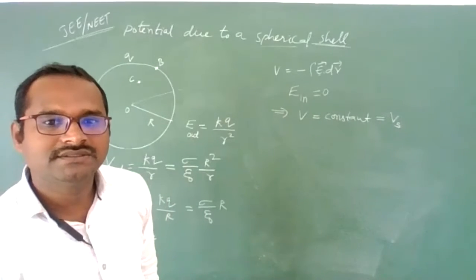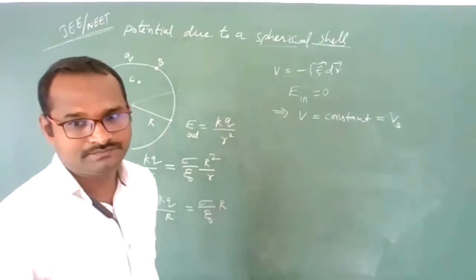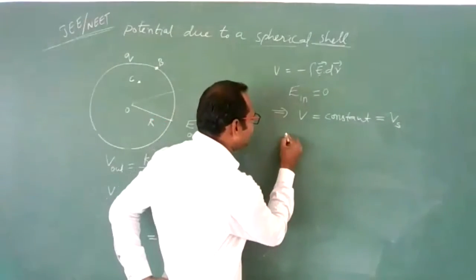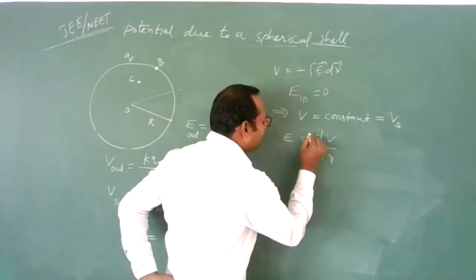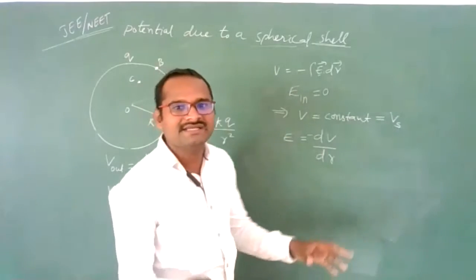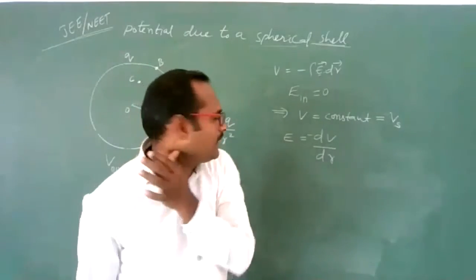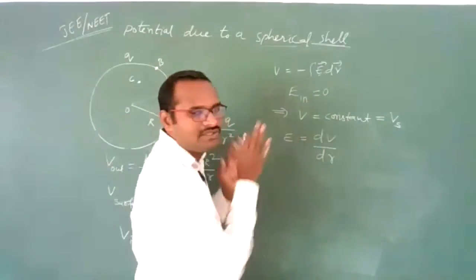Are you understanding? Potential is not 0, electric field is 0. Why, sir, this? If you are having doubt, we can write electric field is equal to minus dV by dr. The minus sign indicates the electric field is in the direction of decreasing potential. Let us ignore the negative sign here and take the modulus only.